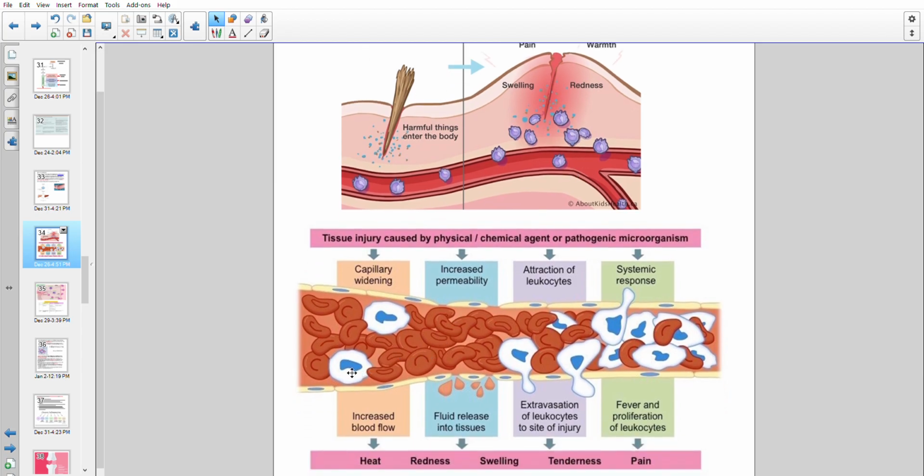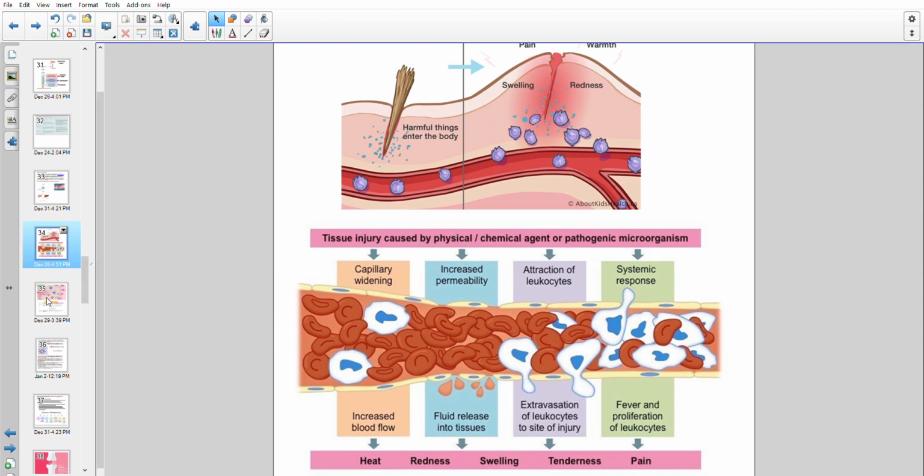And here is a more diagrammatic situation, because this one here doesn't show it. But what happens, the capillaries widen, they dilate. So you've got increased blood flow. So you've got more blood flow into the area and it becomes hotter and redder. That's what these are. And so it releases fluid into the tissue there from the capillaries. So it swells up. The next thing is where the white blood cells start the fight. It becomes tender and painful because of what is happening there.